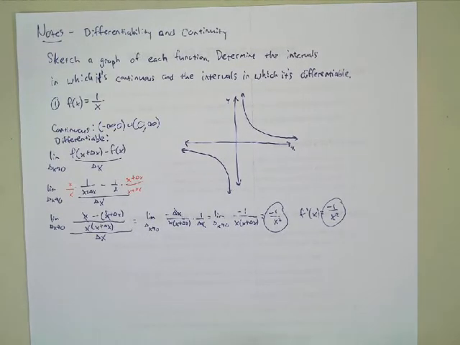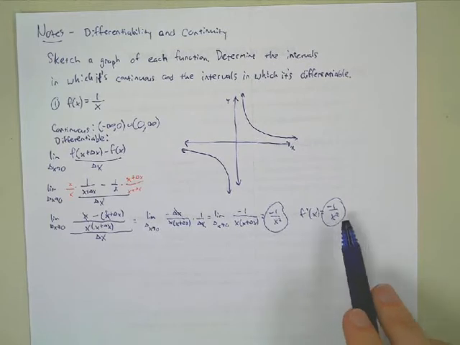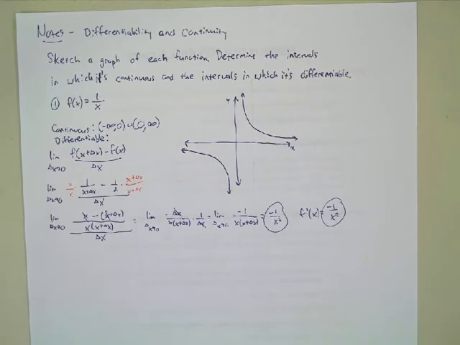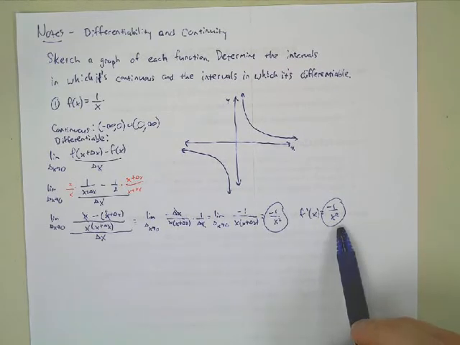Okay. So there's what we should have gotten. Okay. Are we okay with that? Questions on any of that? That's our derivative of 1 over x.